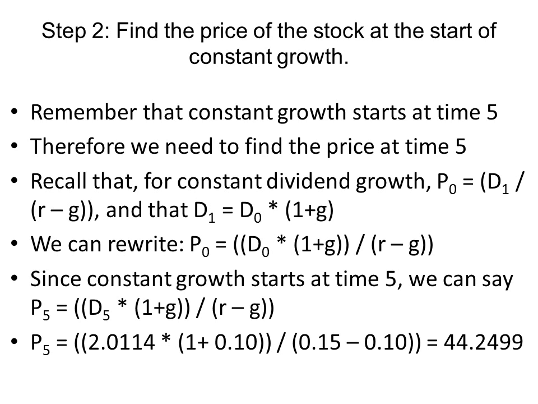Now, we've already got all the information we need to figure P5. We know what D5 is, we've already calculated it. Now be careful here, because the growth rate we're going to use in this calculation is the new growth rate of 10%, not the old one. So when we plug this in, we find that the price of the stock at time 5 is basically $44.25.